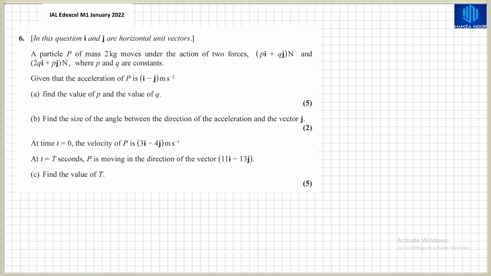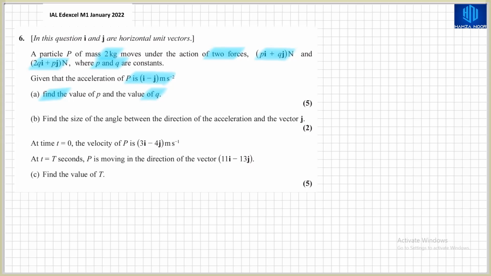This question is based on the topic vectors. It says that a particle P of mass 2 kg moves under the action of two forces, pi plus qj Newton and 2qi plus pj Newton, where p and q are constants. The acceleration of the particle is i minus j meters per second squared. The requirement of part A is to find the value of p and the value of q.